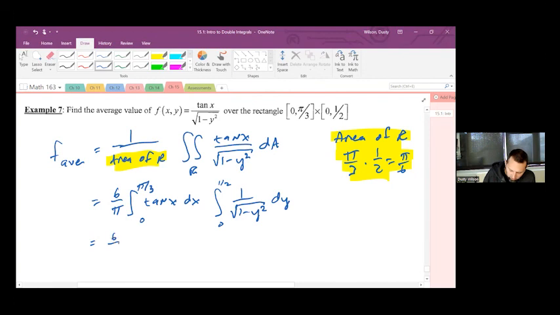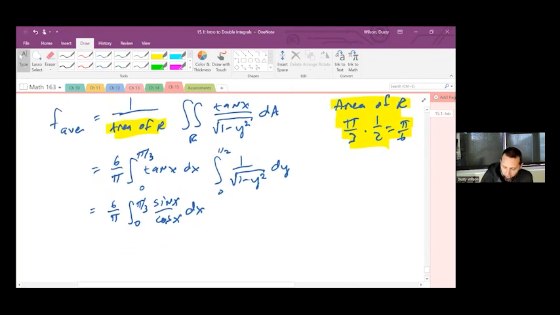Golly, it might have been a minute since you integrated tangent, so we'll have to play with these individually. So here we think about tangent as being sine over cosine. And if you think about it as sine over cosine, then we could let u equal cosine x, and du would be negative sine x dx. And so we're going to end up with an ln showing up there. On the right side, I think this is an arc sine, if I remember. So I'm going to have arc sine of y on 0 to 1/2.